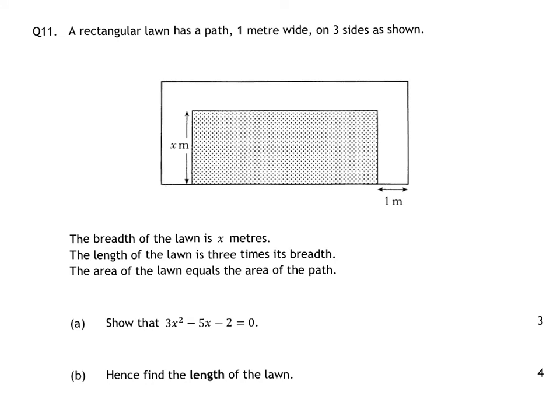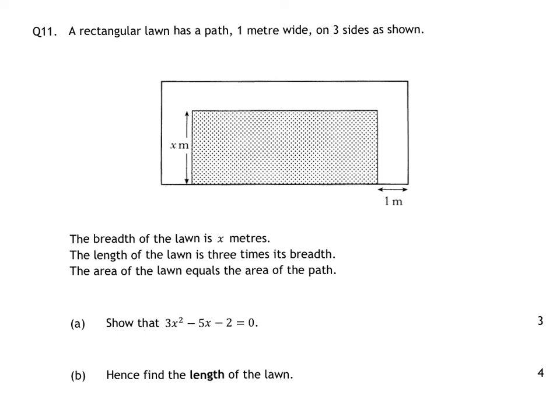Oh, question 11. So this is a quadratic problem. A lawn has a path 1 metre wide on all sides. We have to show that. So the nice thing about these questions is, even if you can't do the show that bit, the second part is factorise into 2 brackets and then split it up, right? But we have to show this thing here.